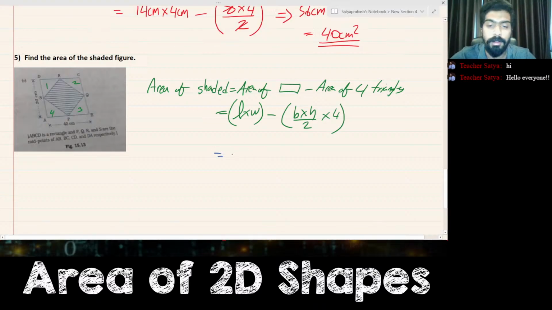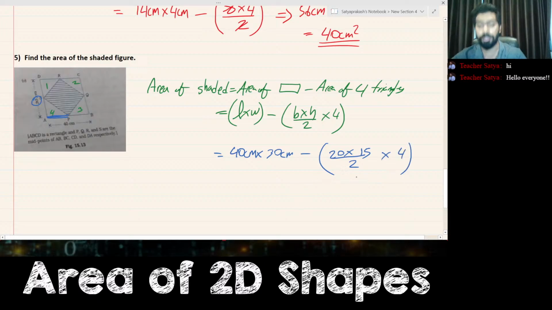So we would have 40 centimeter multiplied by 30 centimeter minus width. The base of the triangle would be here, right? So that this is the base, right? Which is half of 40. So 20 multiplied by the height. Height would be half of 30, which is 15, divided by 2 and multiplied by 4 because there are 4 triangles, right guys? Now 2 and 20 can simplify, so we would have 10.